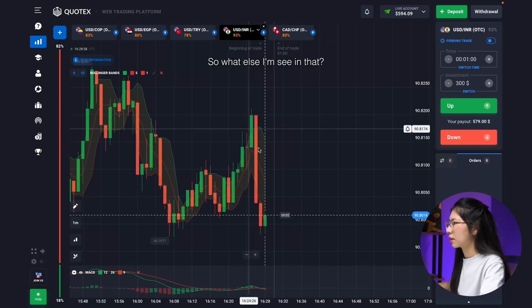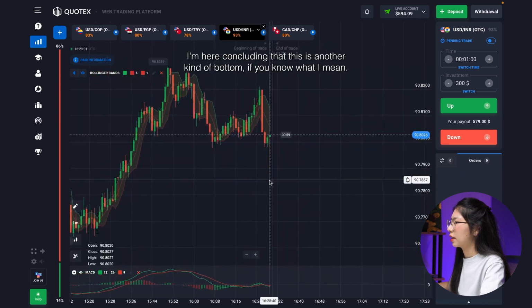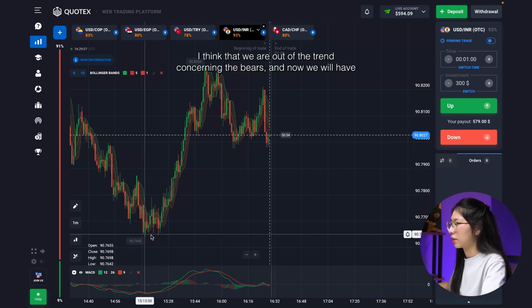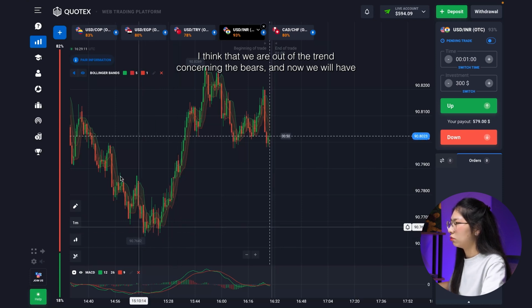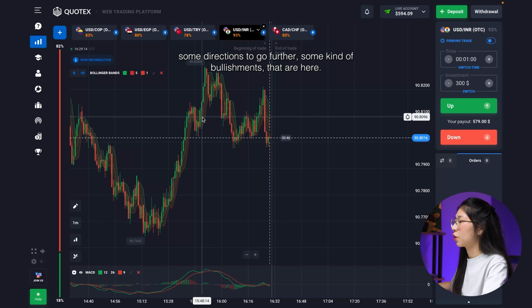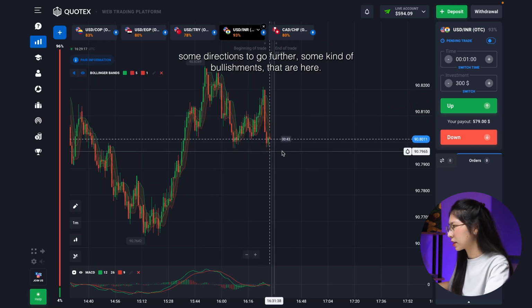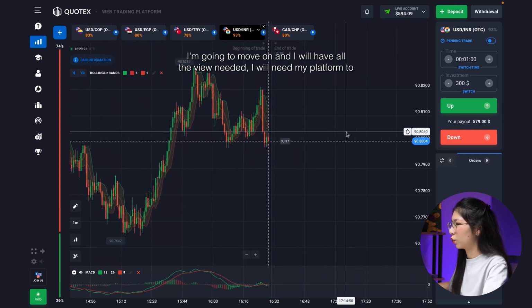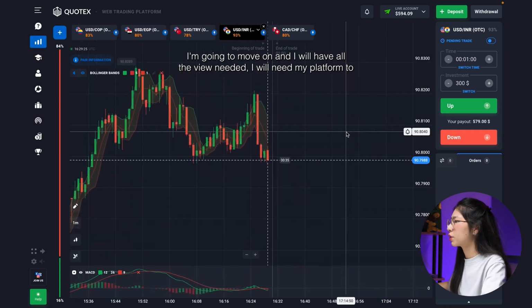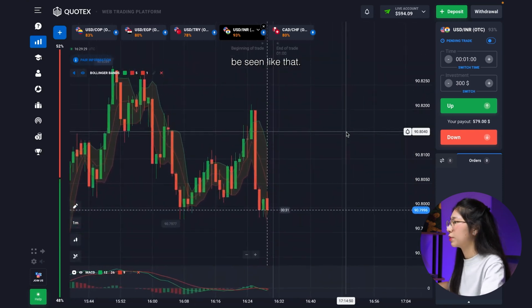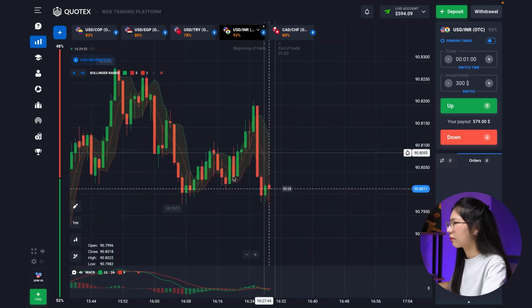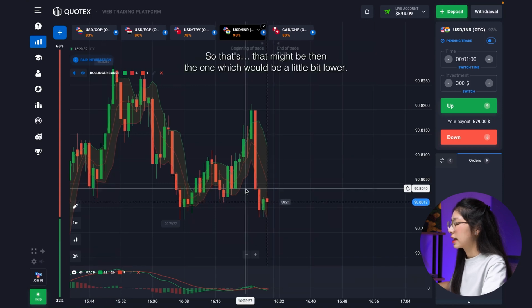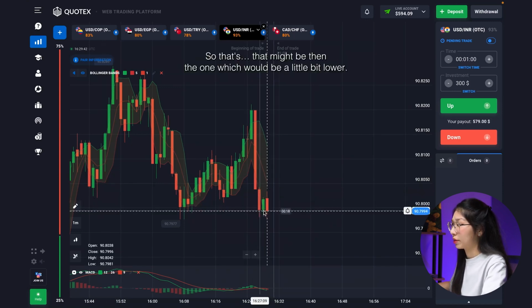What else am I seeing? I'm concluding that this is our kind of bottom, if you know what I mean. I think that we are out of the trend concerning the bears, and now we'll have some direction to go further, some kind of bullishness. So I'm going to try my best, and I'm going to move on, and I will need my platform to be seen like that. So I will have this very bottom after the correction, and then another one. That's maybe the one which would be a little bit lower.